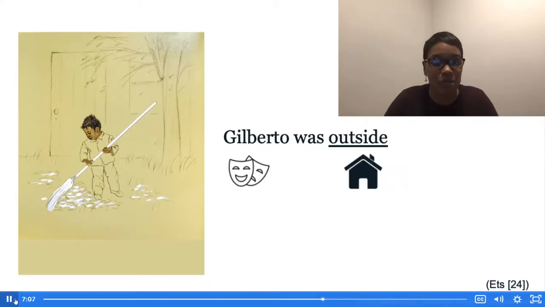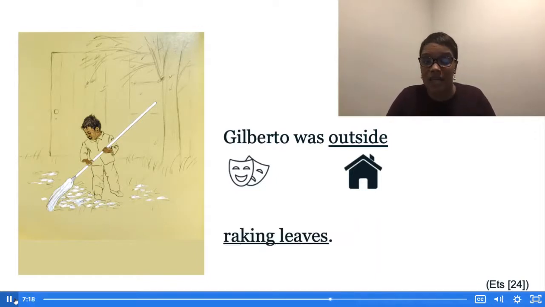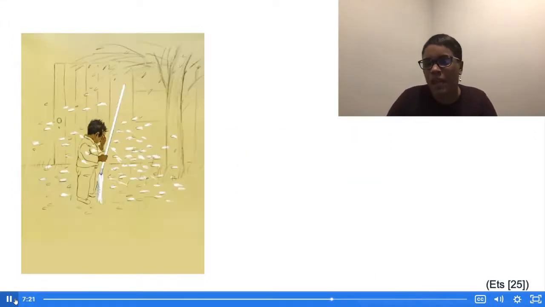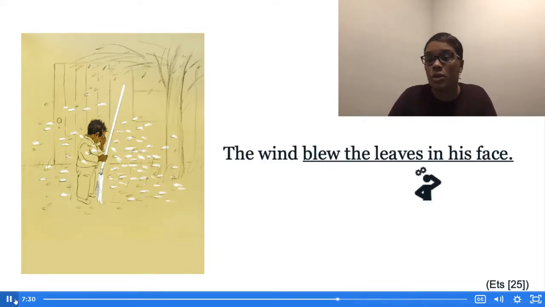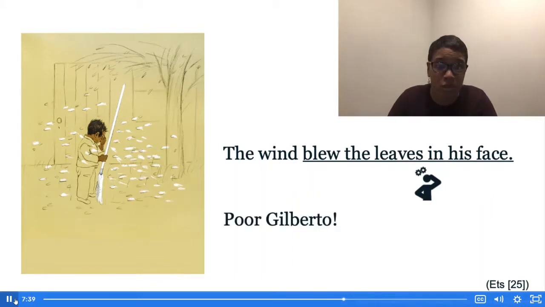Gilberto was outside. But I think I should tell a little bit more about what Gilberto is doing in the picture. So I'll write, Gilberto was outside raking leaves. Now, I need to tell about the problem. It looks like the wind is blowing the leaves right into his face. So I'm going to write, the wind blew the leaves in his face. But it feels like the story needs an ending. So I'm going to add, poor Gilberto.